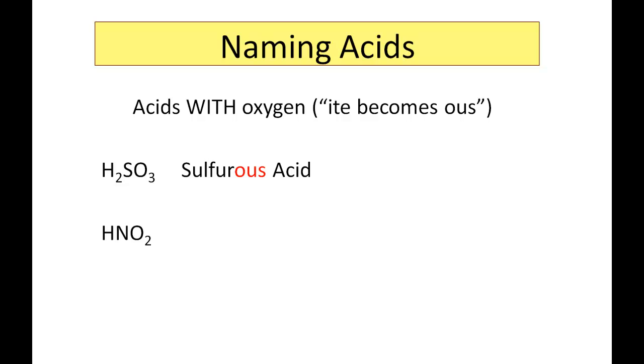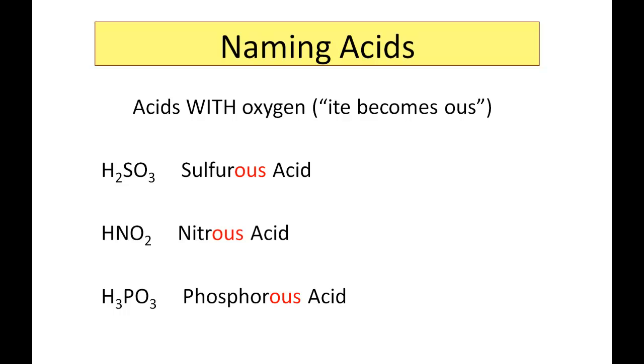Here's another one. That's hydrogen paired up with nitrite. If it ends in ite, we're going to replace the ITE with OUS, and it becomes nitrous acid. Last example, if I have hydrogen paired up with phosphite, this is another tricky one. We call it phosphorous acid. Notice it's not phosphorus acid, it's phosphorous acid, because phosphorous acid sounds a lot better.